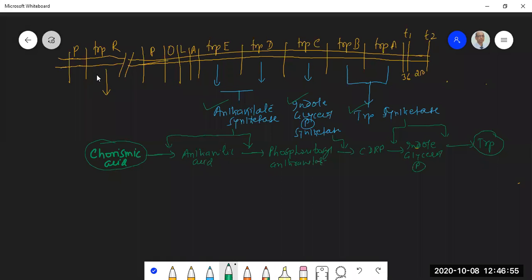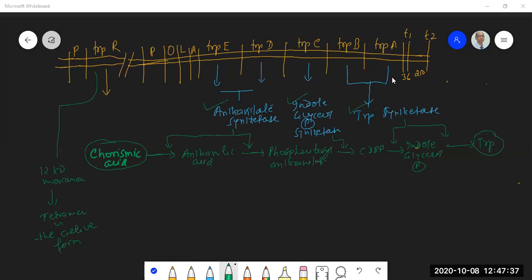And I told you earlier that TRPR codes for a repressor protein, which is a 12 kilodalton protein monomer, and it assembles into an active tetramer. So the tetramer is the active form. Right? So these are the structural details about the Trp operon.